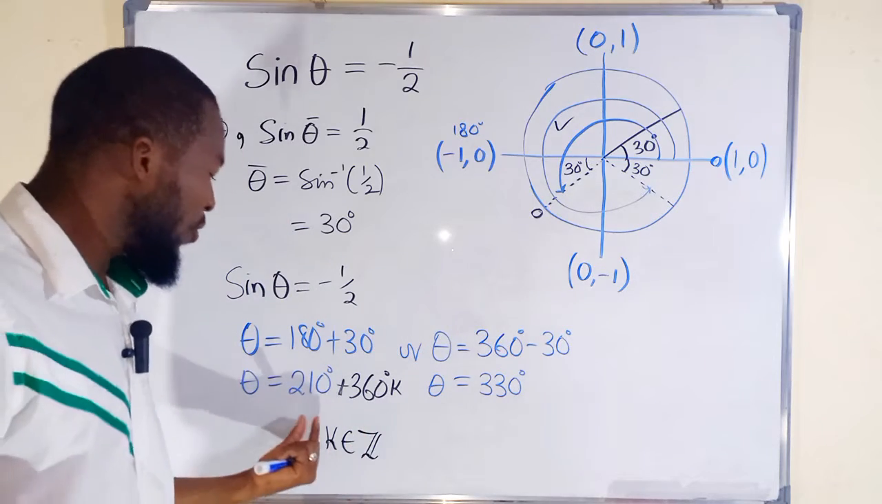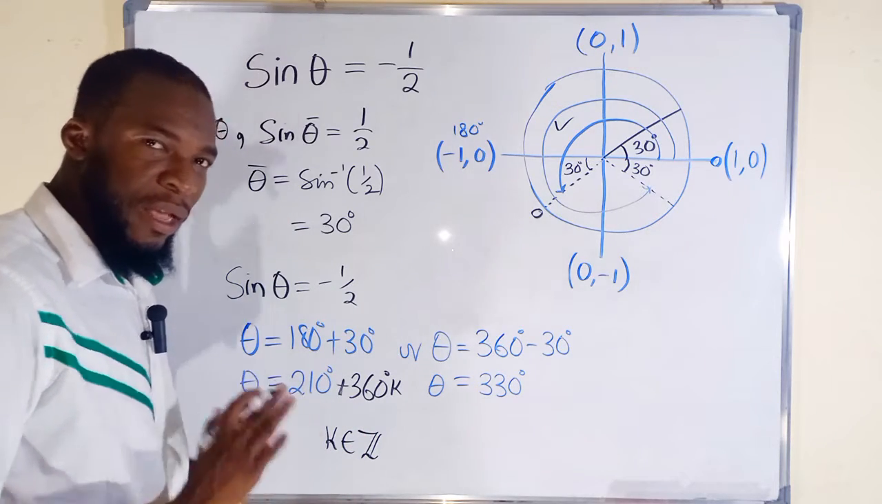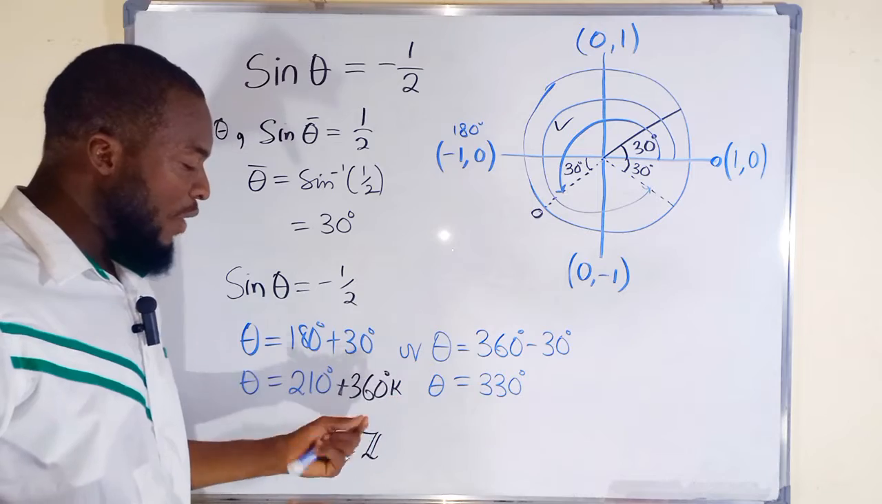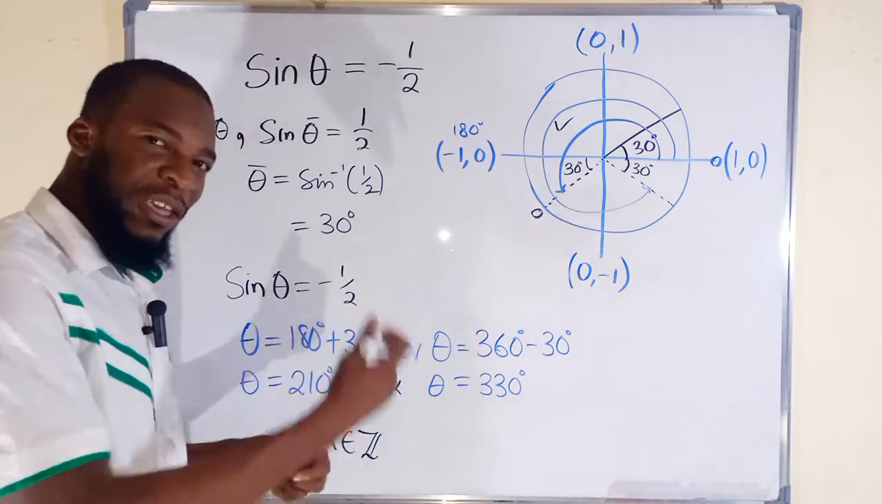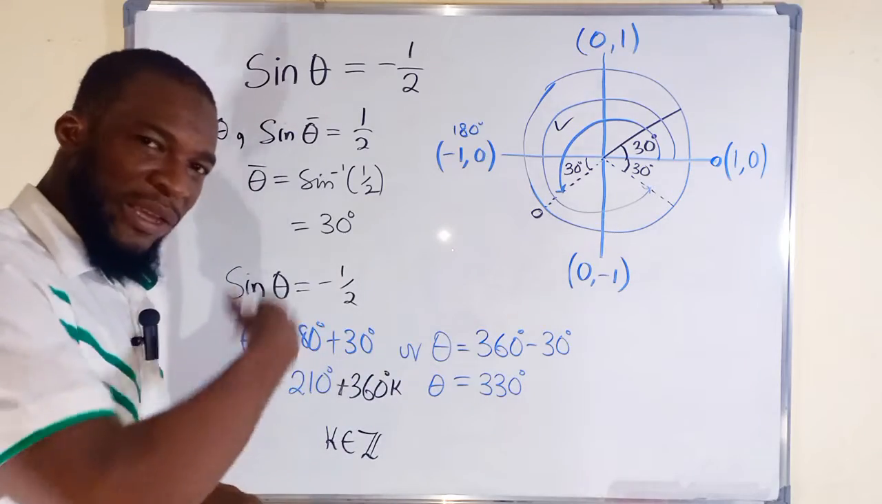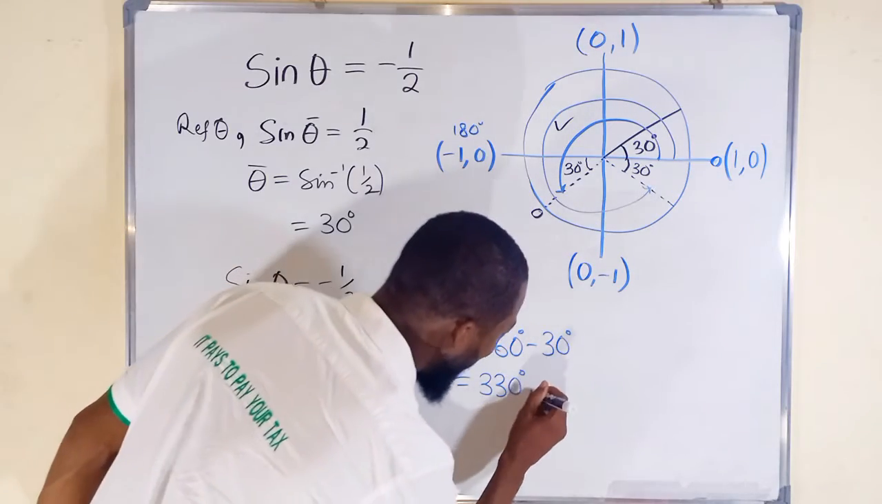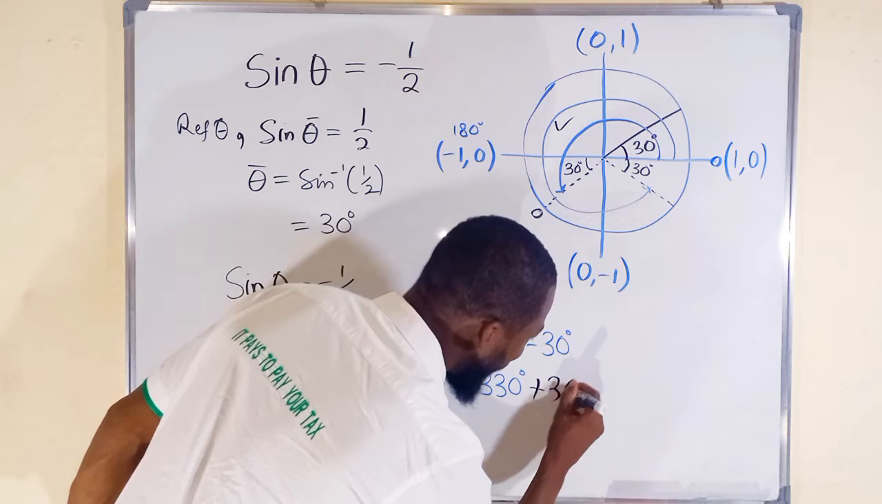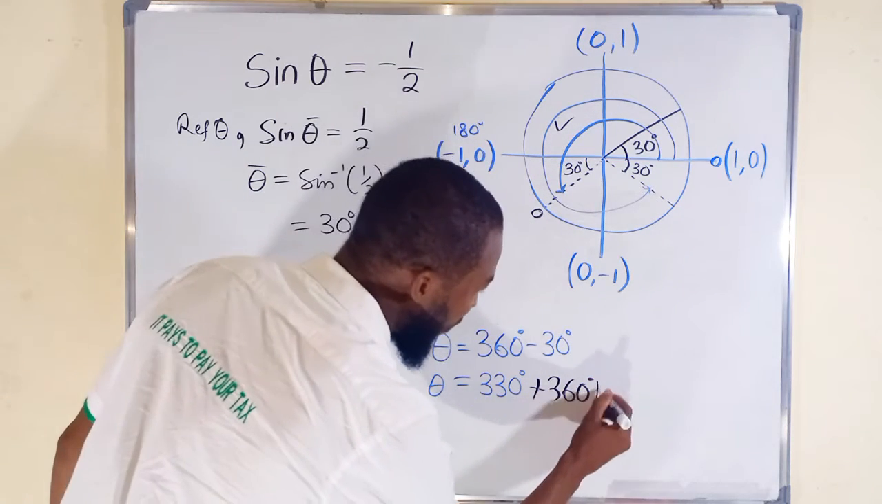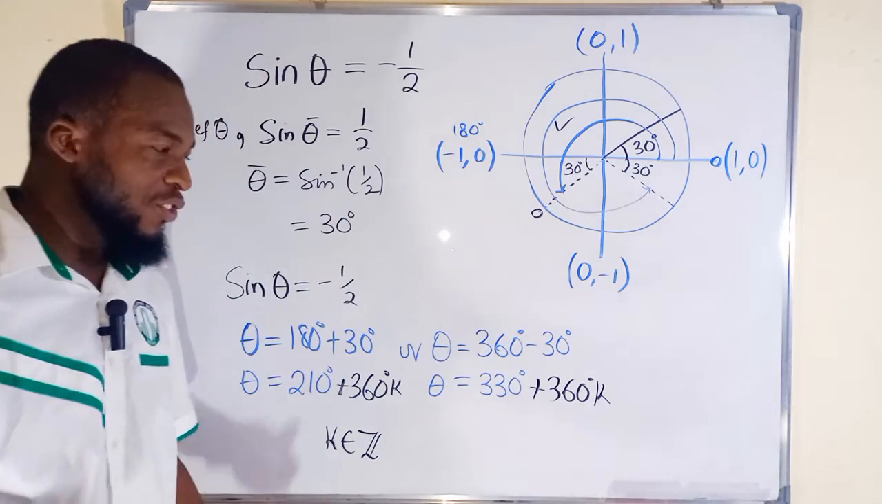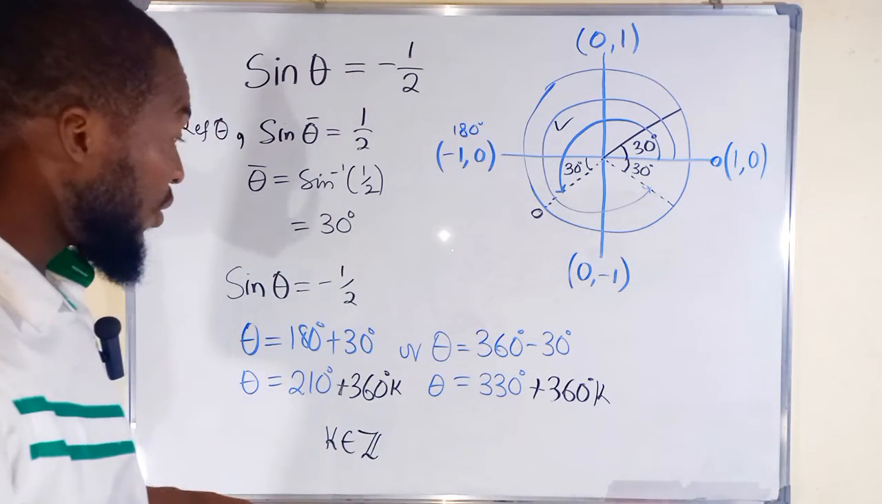If k is 0, you have only 210 as your solution. If k is 1, you have 1 times 360 plus this, you're going to get another solution. K equal to 2, 3, 4, it could be negative or positive. The same thing here, you add 360 degrees k, for which k is an integer. So this is how to obtain the general solution.